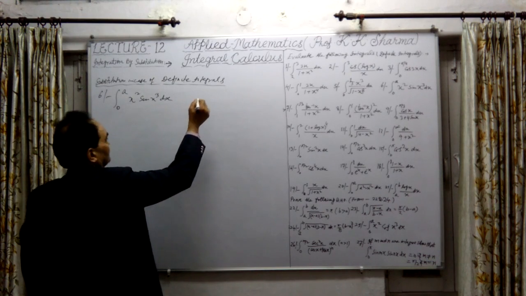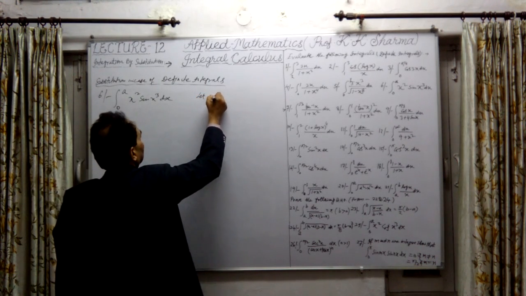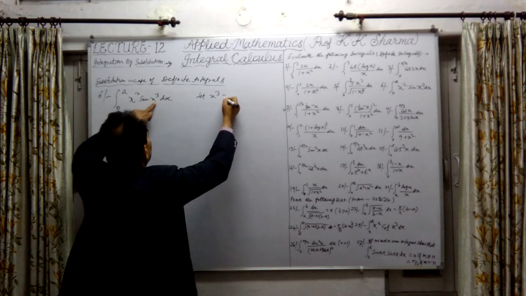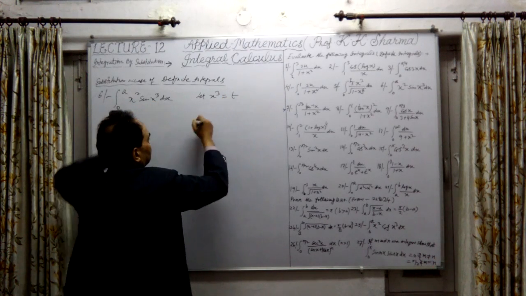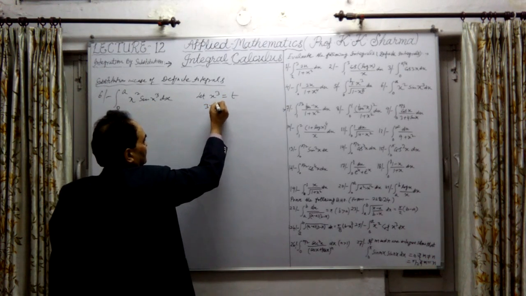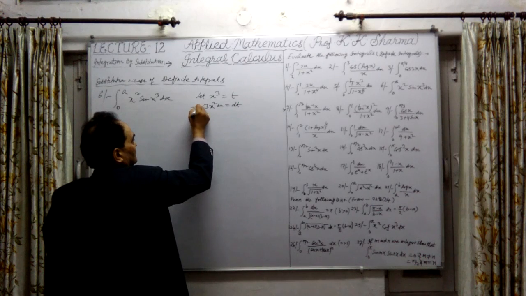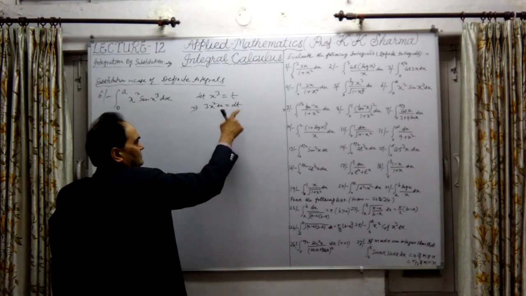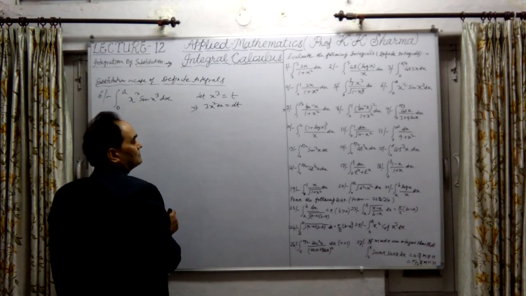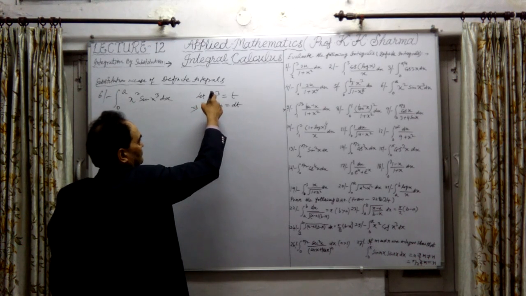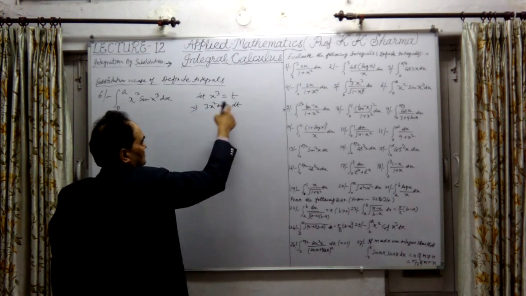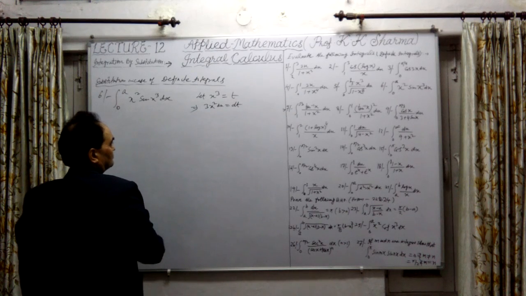Now let me substitute here. Let x cube, the angle of sine, be equal to t. Differentiating it with respect to t, we will get 3x square into dx equal to dt. Simple as that; this is just after differentiation. So 3x square into dx upon dt equals 1. Take dt to that side. Now the limits.